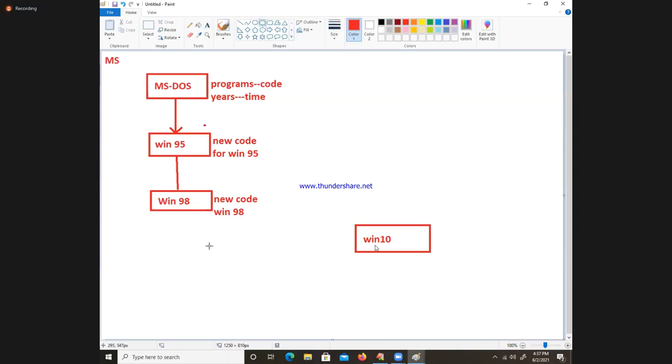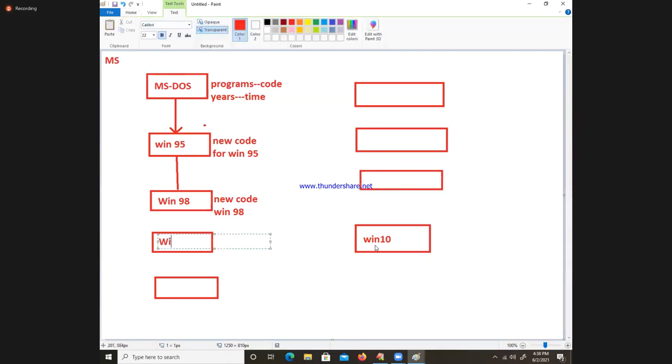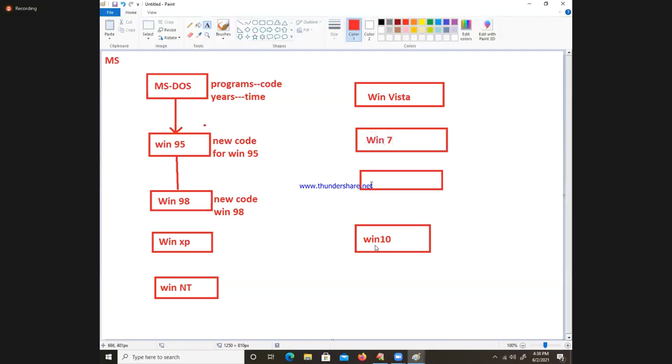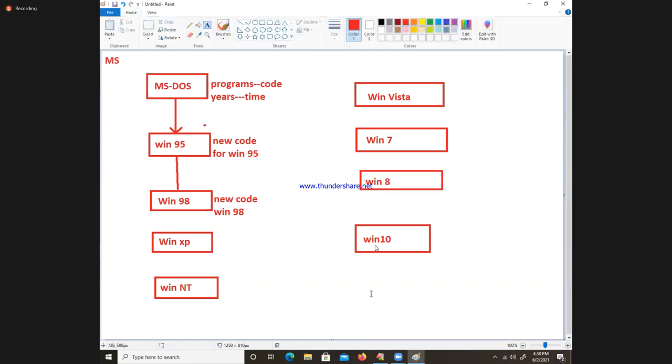Like that later, suppose now I'm writing, and don't think that it is in the same order. Later, a lot of OSs have come. What OS came next? For example, Windows XP, then assume Windows NT. Next, one of our students is saying Windows Vista. Later, assume Windows 7, for example, then Windows 8, and later something like Windows 10.